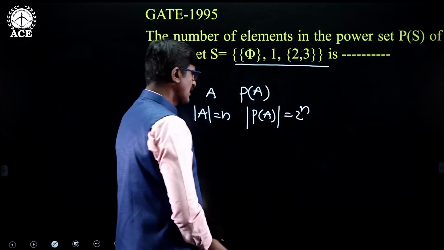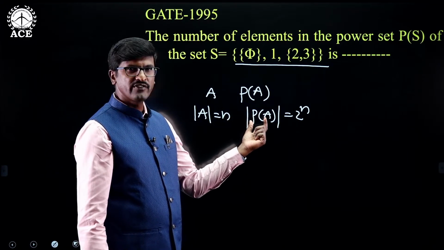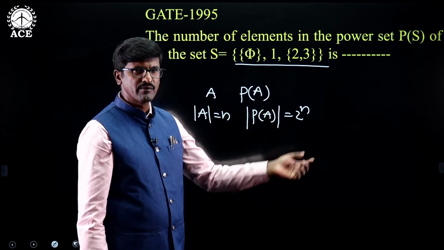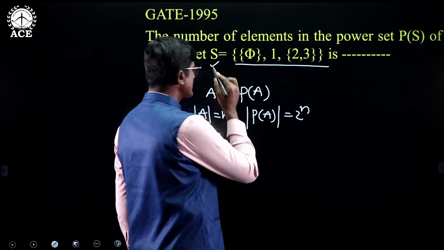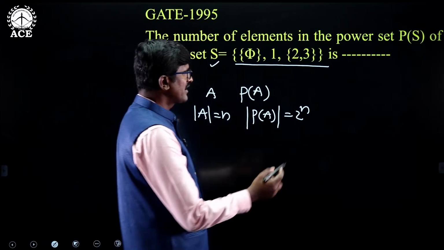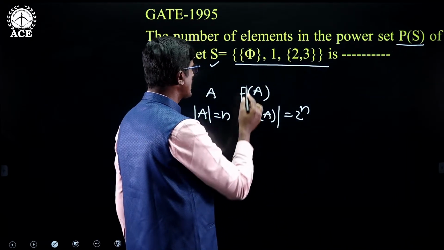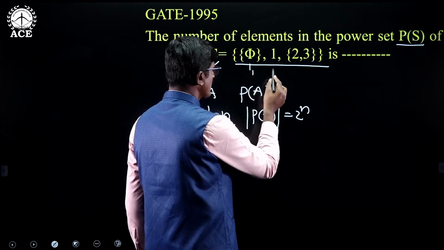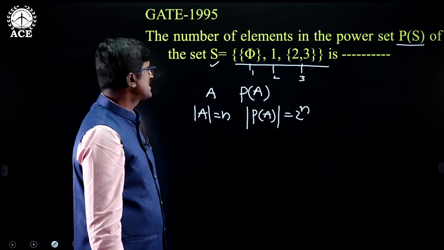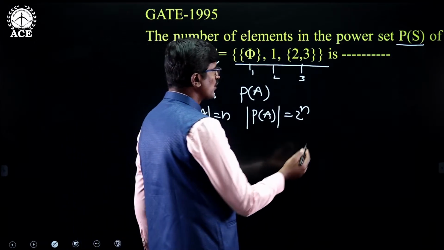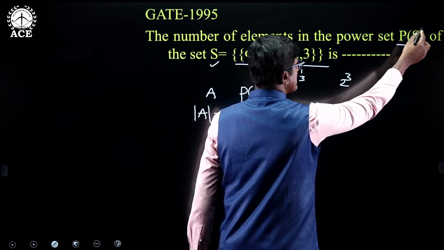That means if the set A contains n elements, then the power set of A contains 2 power n elements. Now they have given set A and they are asking the number of elements in P of S. So in set A, how many elements do we have? This is 1, this is 2 and this is 3. There are 3 elements in set A, therefore there will be 2 power 3 elements in P of S.